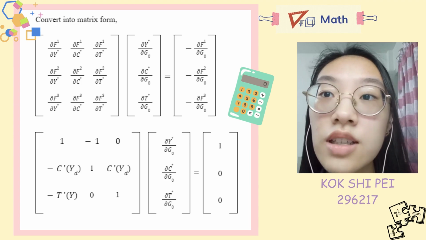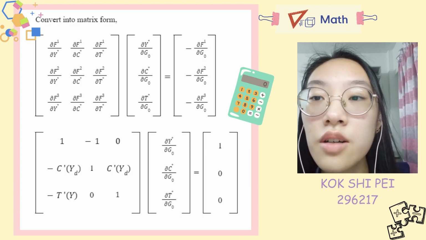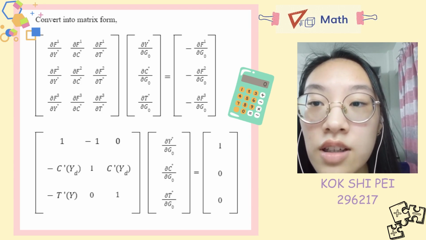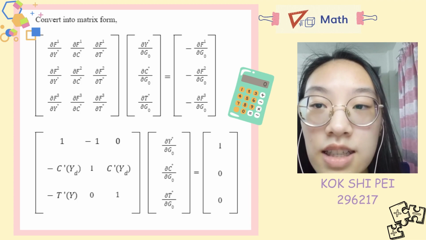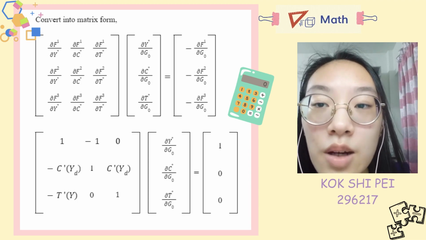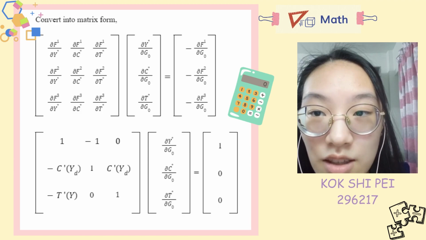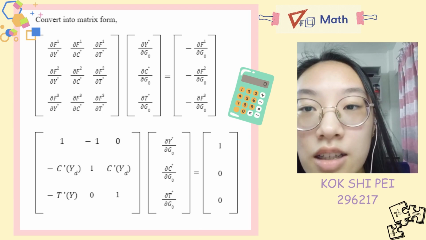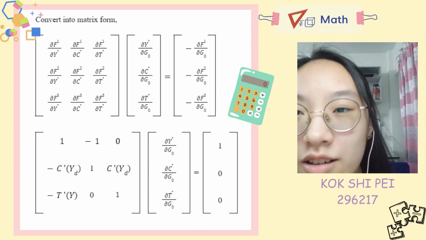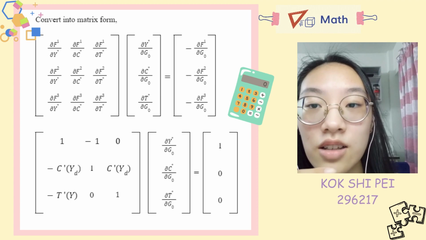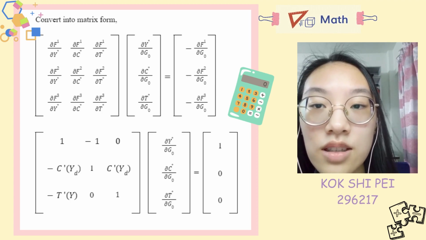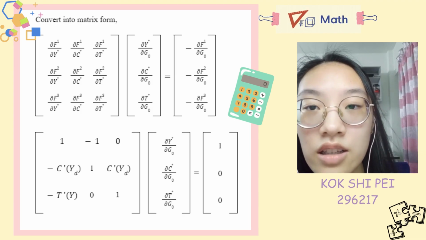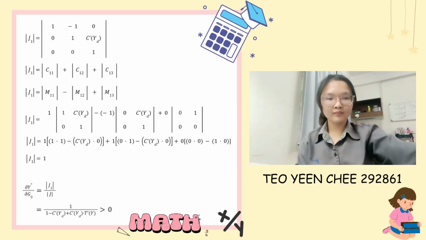So we convert it into matrix form, which becomes: 1, negative 1, 0; negative c prime yd, 1, c prime yd; negative t prime y, 0, 1. And the other matrix is ∂y stars/∂g0, ∂c stars/∂g0, and ∂t stars/∂g0, and equals 1, 0, 0.